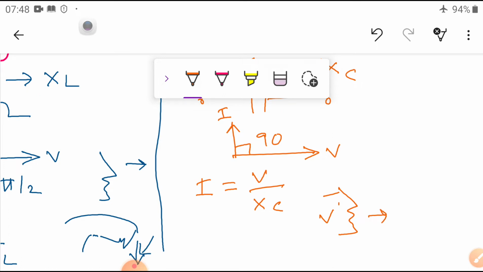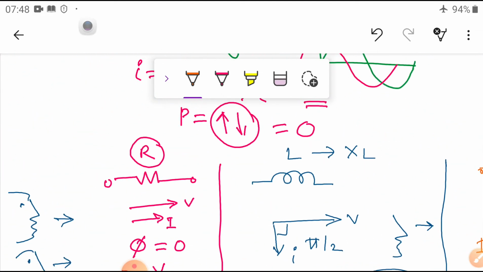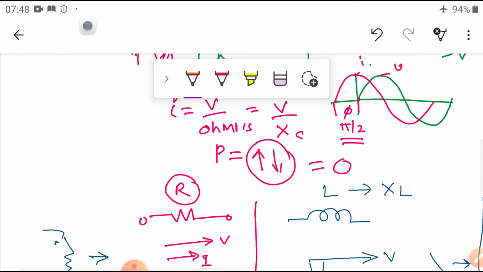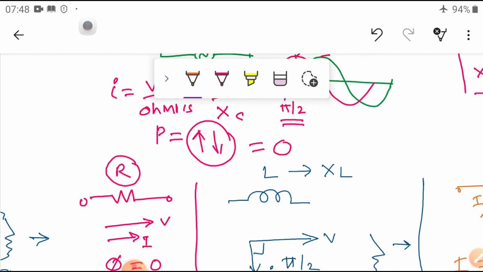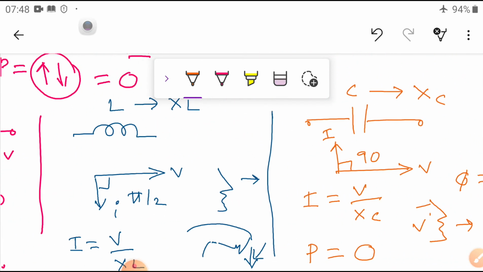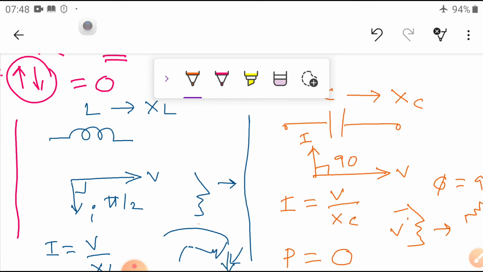So our father is in this direction, and your mother is going upward. Okay. Phase angle, what is the phase angle? Nearly 90 degrees here. Then power, whatever the power is, equal to 0 here. So dear students, these are the conclusions we have seen, clearly with the derivations of this resistance, inductance and capacitance values.